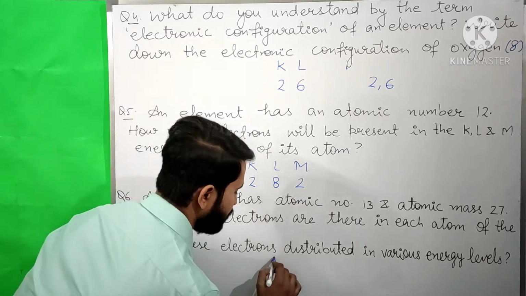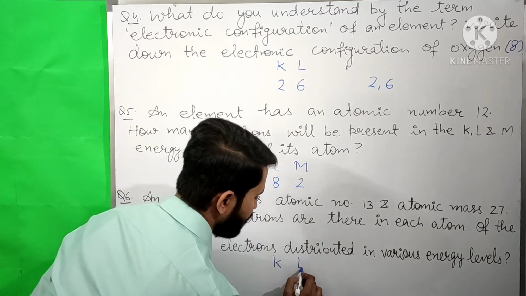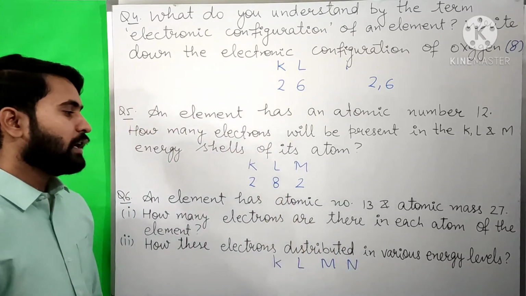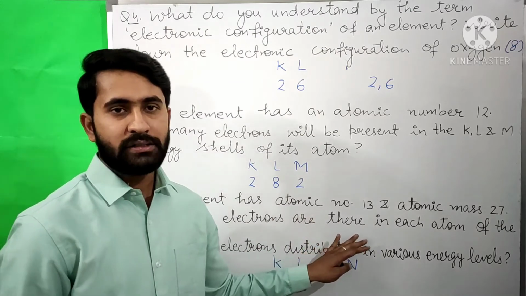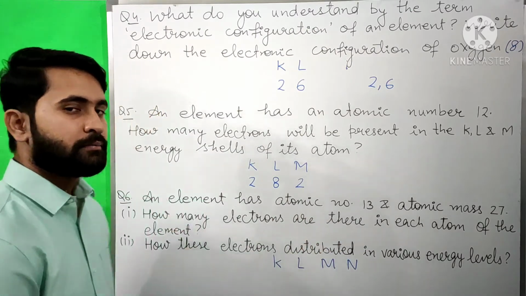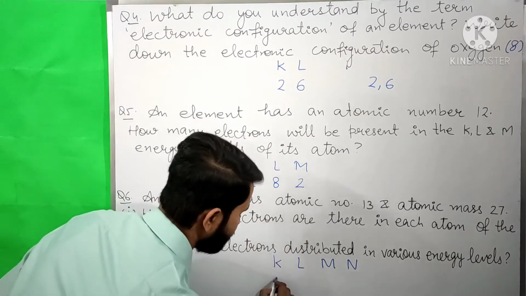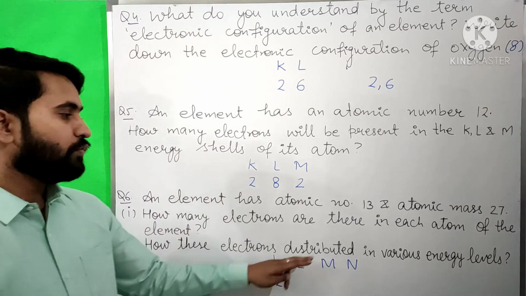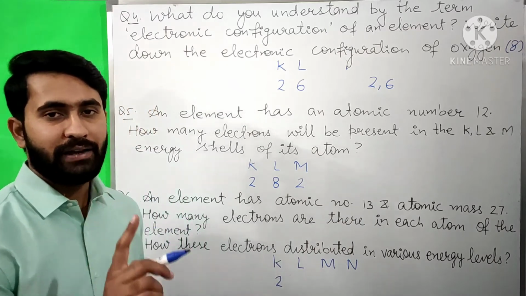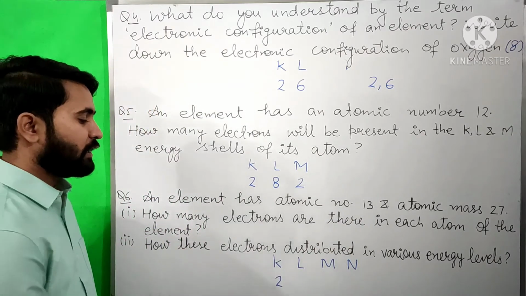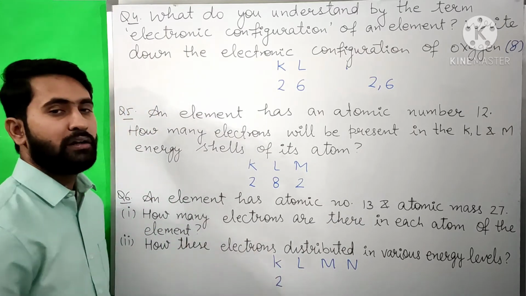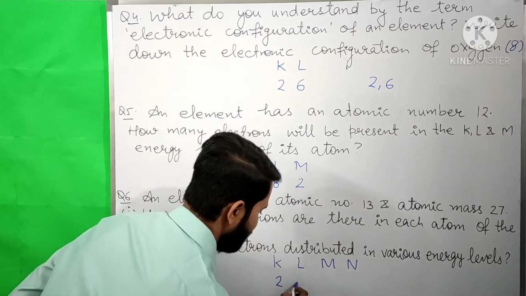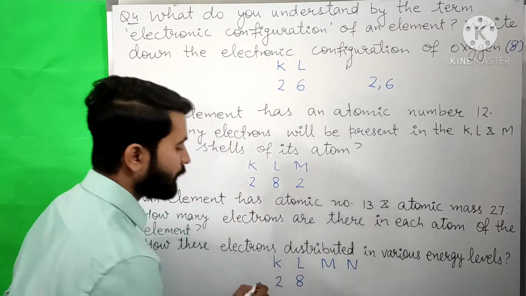So first of all we will write here K shell, L shell, M shell and N shell. Now the number of electrons in this atom is 13. So first of all 2 electrons will be filled in K shell. Now if we subtract 2 from 13, then 11 electrons are remaining. Now we know that in the L shell only 8 electrons can be accommodated. So 8 electrons will come in the L shell.